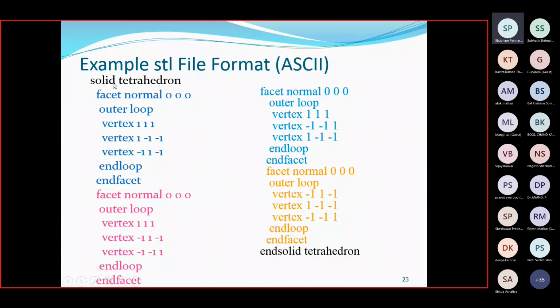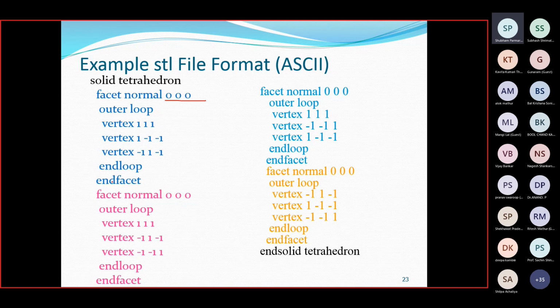Start with solid. The first line of the file should have the word solid, then a space, then tetrahedron. Or you can provide prism also, whatever name you want, but I'm providing tetrahedron. Then facet normal, first A, this one is for A, and normal 0, 0, 0. These zeros mean without outwards. Then outer loop, then vertices, all 3: 1, 1, 1, 1, minus 1, minus 1, minus 1, 1, minus 1. And end loop, then end facet.